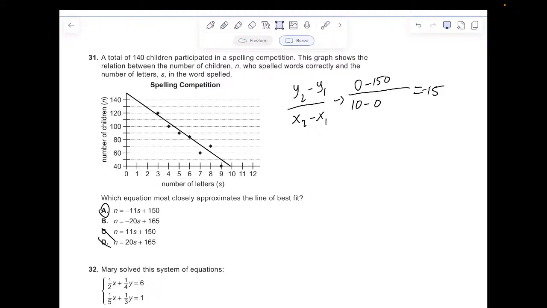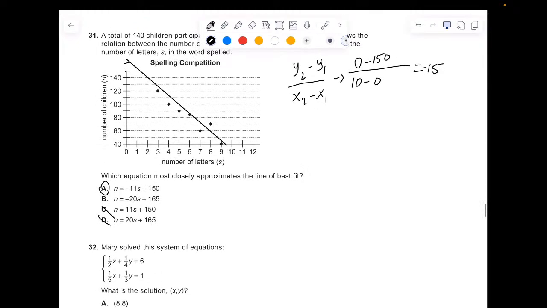Let's graph both of these and see which one looks better. So at 165, that's 150, that's 160, so 165, negative 20 is going to be, well, let's see. Yeah. I'm just going to go with A. 11 is closer to 15 than 20 is. I'll come back to it.